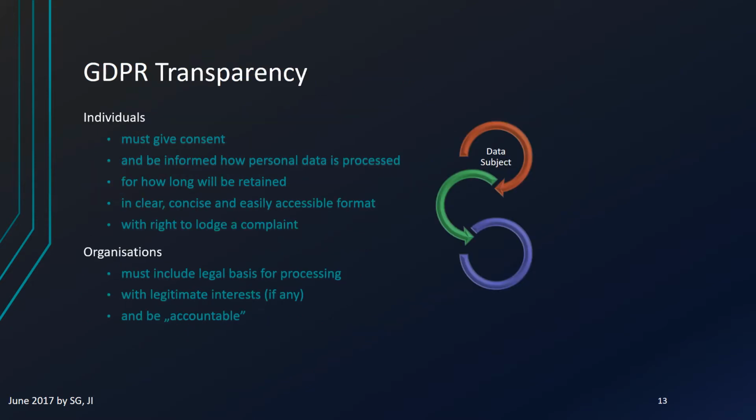GDPR transparency involves the individual data subject and the organization. Any information must be concise, easily accessible, easy to understand with clear and plain language, including visualization if needed. It must be clear that the data is being collected, used, and to what extent the data will be processed. The individual must acknowledge the information and provide their consent.